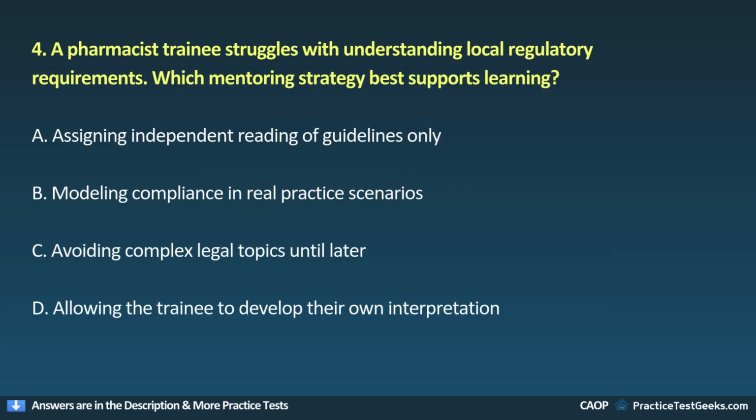4. A pharmacist trainee struggles with understanding local regulatory requirements. Which mentoring strategy best supports learning? A. Assigning independent reading of guidelines only. B. Modeling compliance in real practice scenarios. C. Avoiding complex legal topics until later. D. Allowing the trainee to develop their own interpretation.